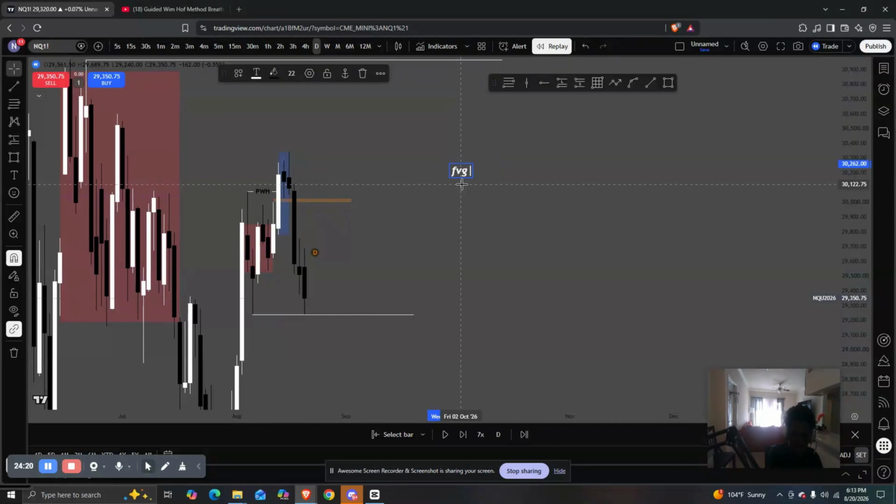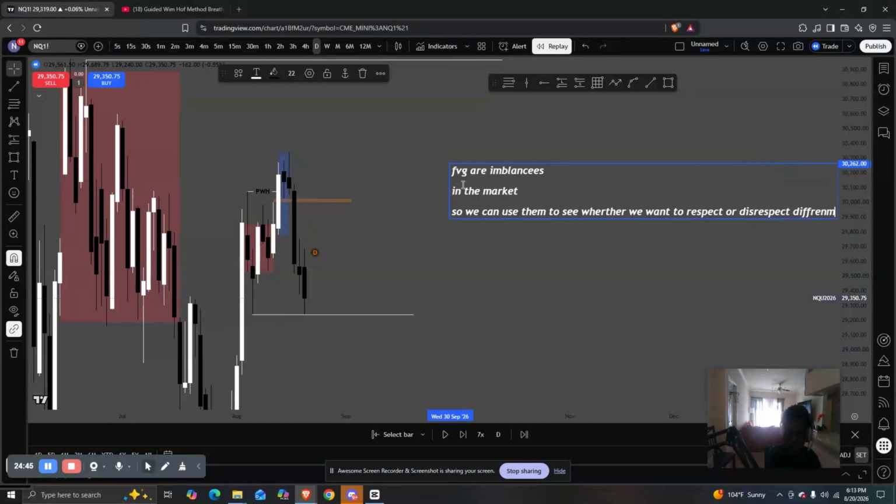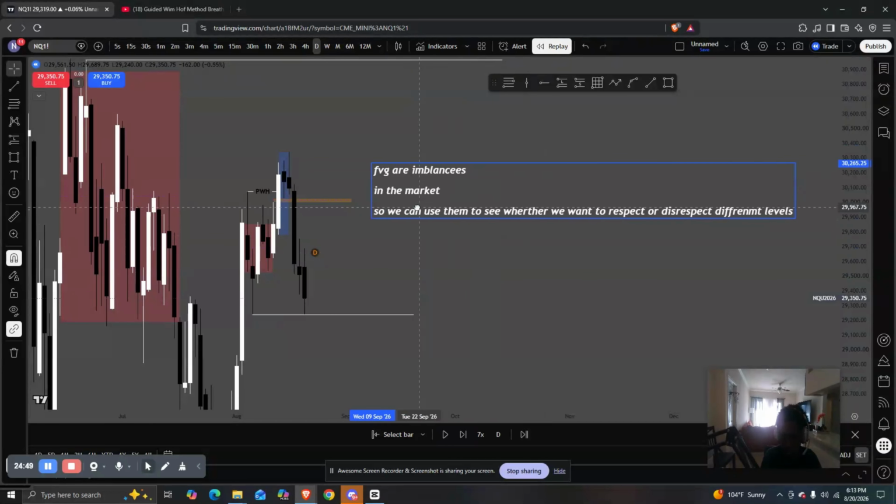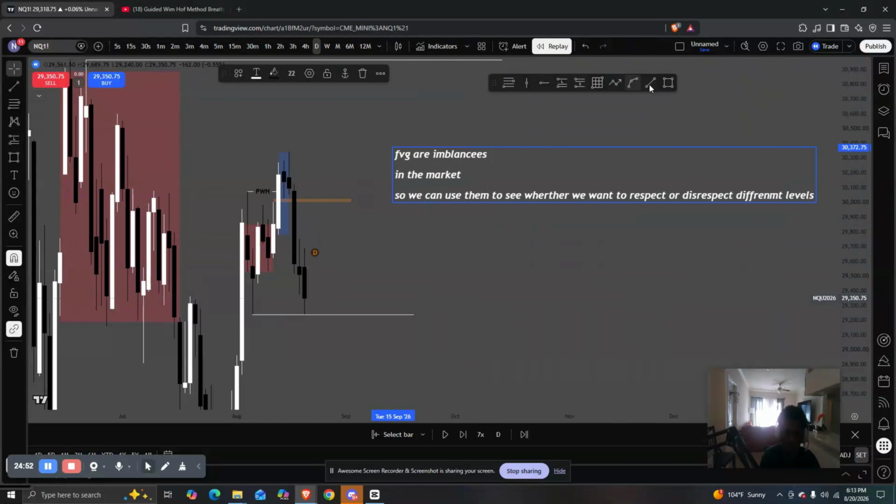Fair value gaps are imbalances, and I don't know how to spell it, but imbalances in the market. So we can use them to see whether we want to respect or disrespect different levels. Bad spelling, but hey. We can see that we are disrespecting this gap on the daily, and then we obviously want to go lower. So guess where we're not going to go? We're not going to go to this high. This is not where we're going to go, after knowing that we are disrespecting this gap.